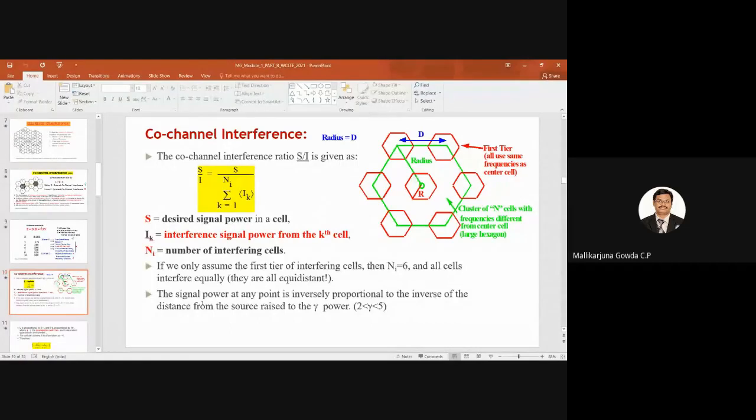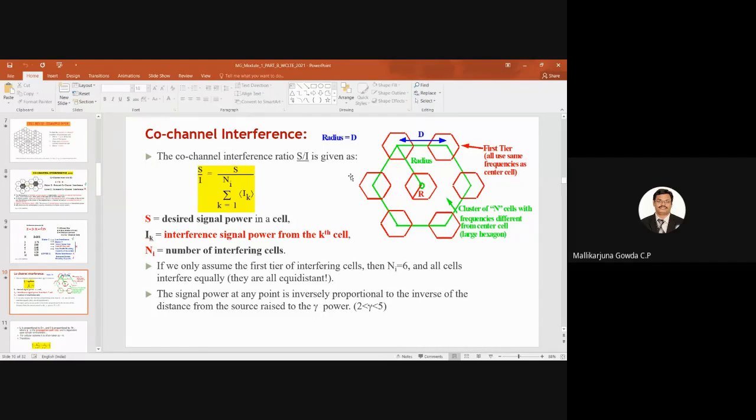And as I said, the signal power at any point will be inversely proportional to the distance from the source, raised to the path loss exponent. This path loss exponent is denoted by this letter, and usually its value lies in the range of 2 to 5.